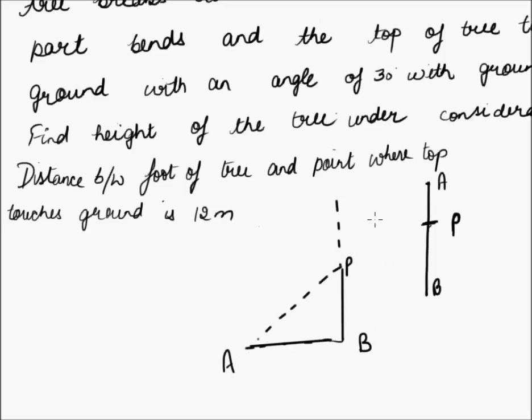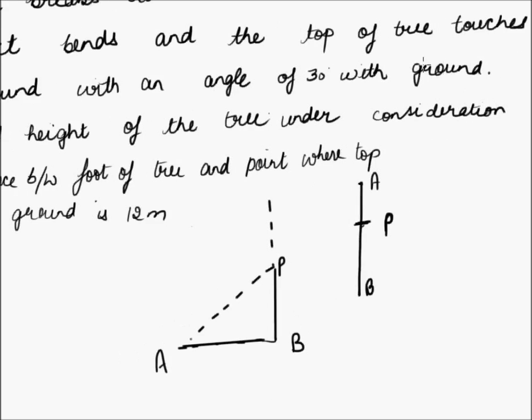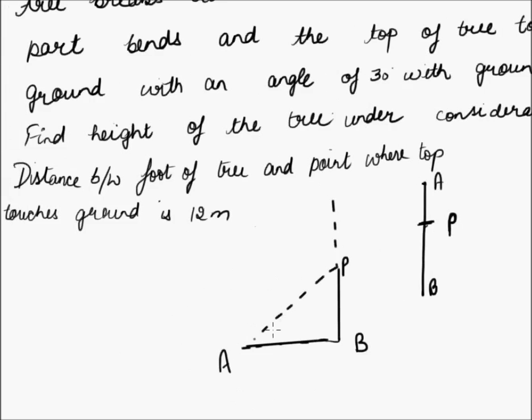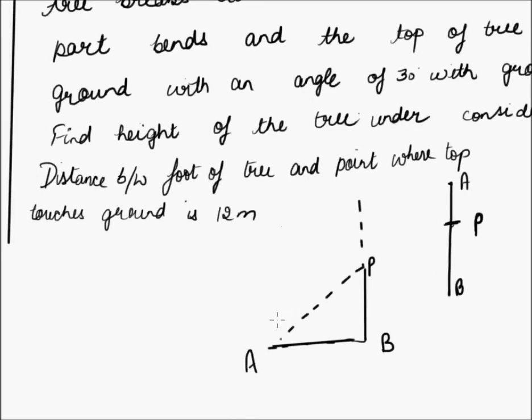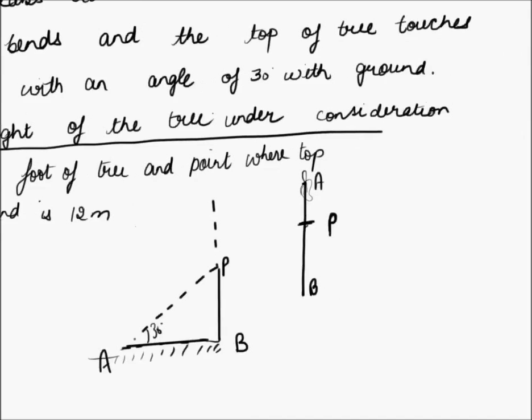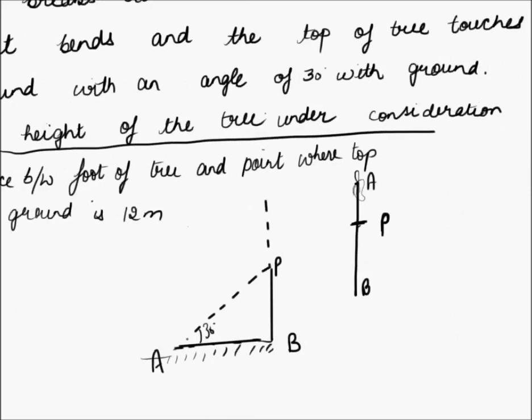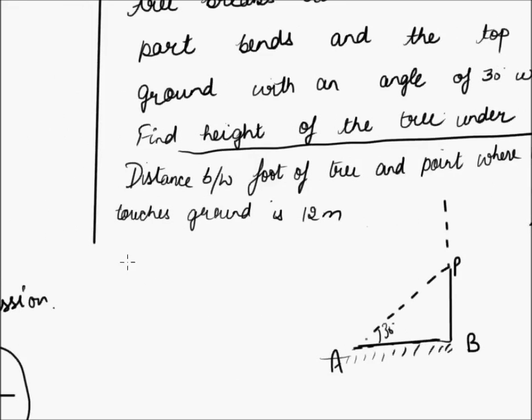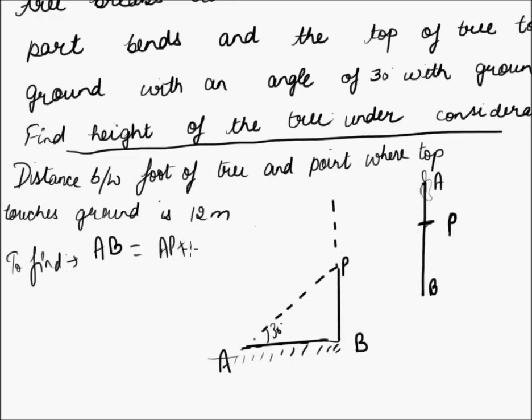Now the question says that the top of the tree touches the ground with an angle of 30 degrees with the ground. So if this is the ground, then this tree is making an angle of 30 degrees with this ground. Now the question further demands to find out the height of the tree under consideration. The height of the tree is AB, which is nothing but AP plus PB.